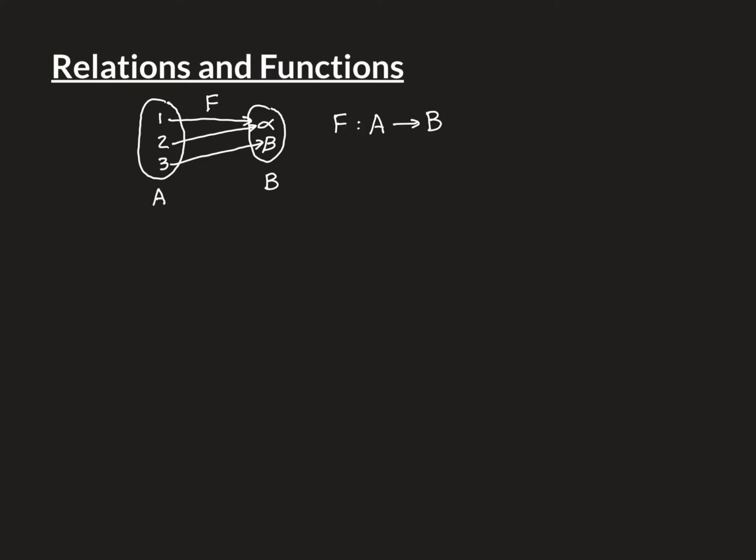But back in naive set theory, this is how we viewed a function. So a function f was a mapping where it took every element in the original set, which we called the domain, and mapped it onto an element in the second set, which we called the codomain. So here we've got 1 and 2 being mapped onto alpha, and we've got 3 being mapped onto beta, and we would write that f is mapping A onto B.